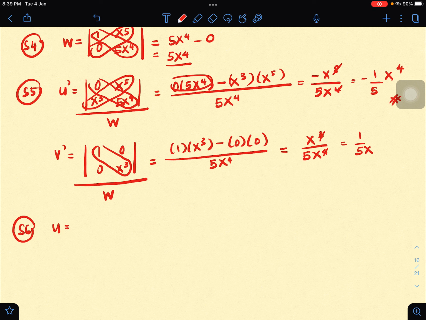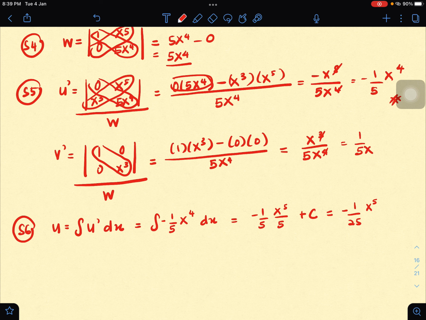So to find what is u, we need to integrate u prime dx. Okay, so your u prime is integration of negative 1 over 5x to the power of 5 dx. So what you will have is negative 1 over 5 x to the power of 5 divided by 5 plus c. So you will have negative 1 over 25 x to the power of 5 plus c. This one is your u.